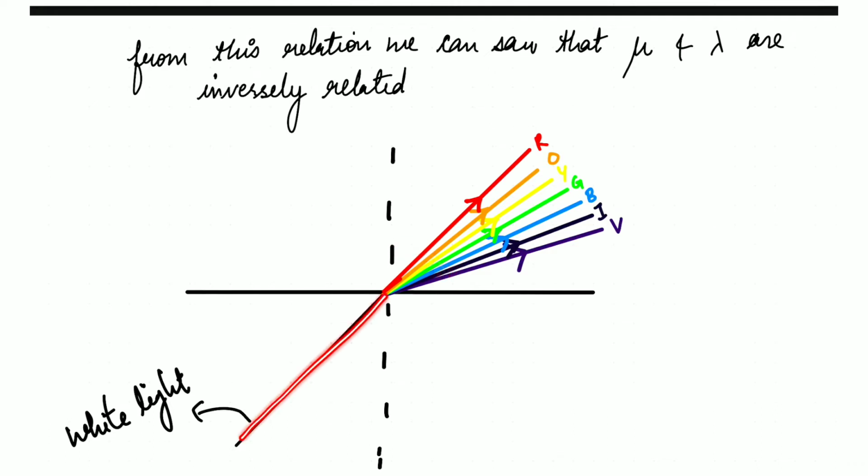On the other hand, for indigo it will not be that huge. Very similarly, for blue, green, yellow and orange it will not be that huge. Red has the maximum wavelength, so it will not deviate much. I hope you can understand. For red, the angle of deviation is very small, so red is deviated less.